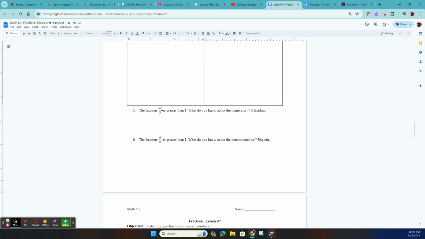Question 5, it says n/3. Oh my goodness, letters. Okay, the letter is a variable, and that means it could be any number. It's an unknown. That's why it's called a variable. Its value varies. It could be 1, it could be 10, it could be 1,000,000. We don't know. Okay, so anyway, the fraction n/3 is greater than 1. What do you know about the numerator?